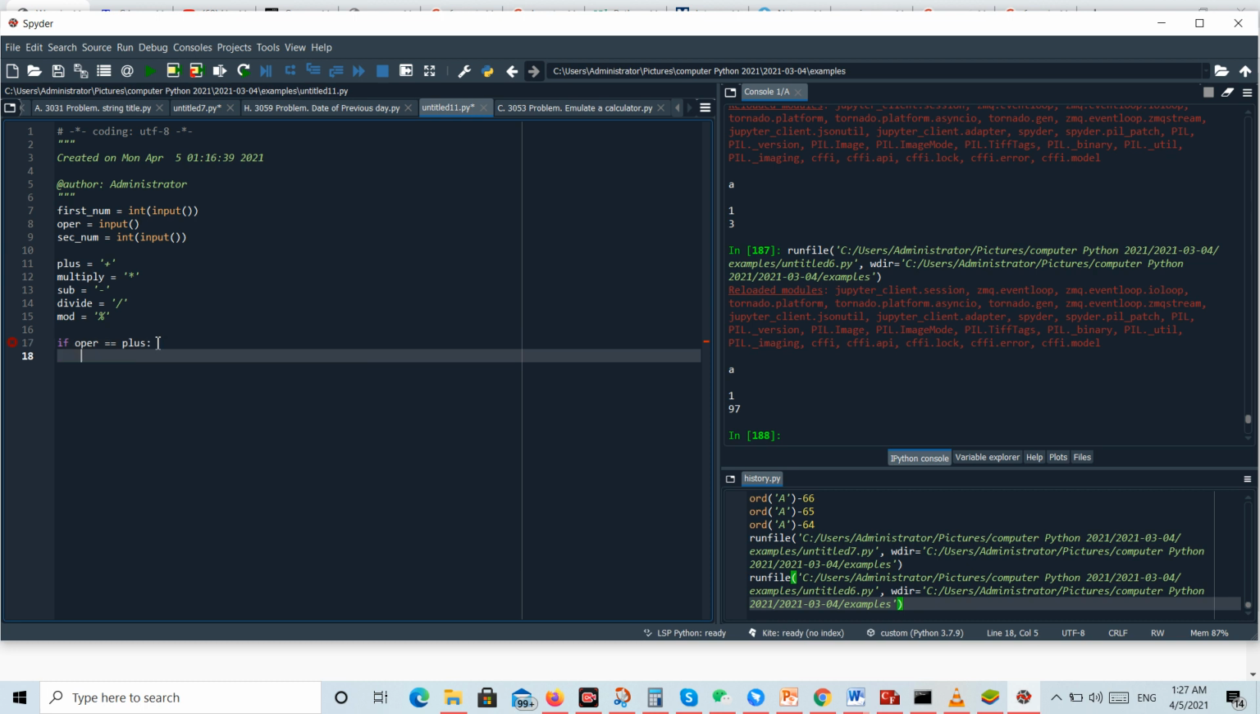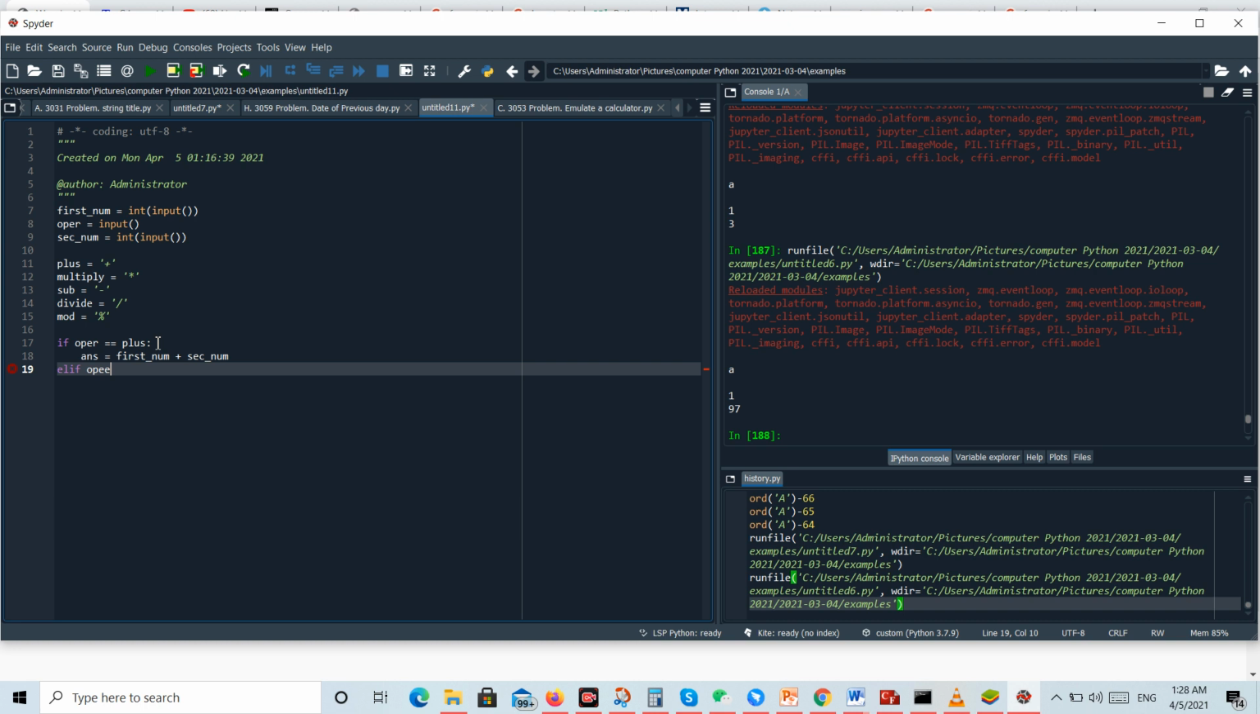So we'll now put our colon, and just press your enter key to go down. We'll now say ans be equal to first num plus sec num, right? So the next one will be writing elif. We use elif when our conditions are plenty, and we have more than two conditions. So just add the elif. That elif means else if.